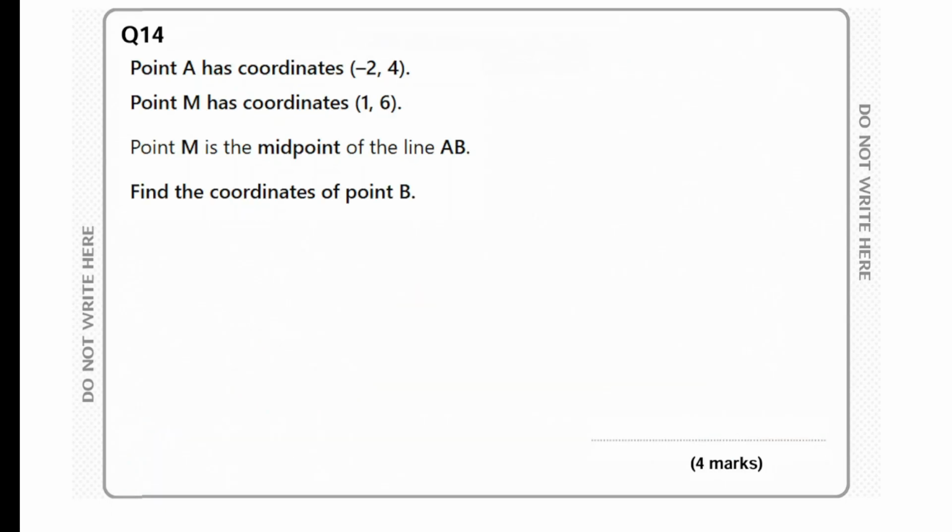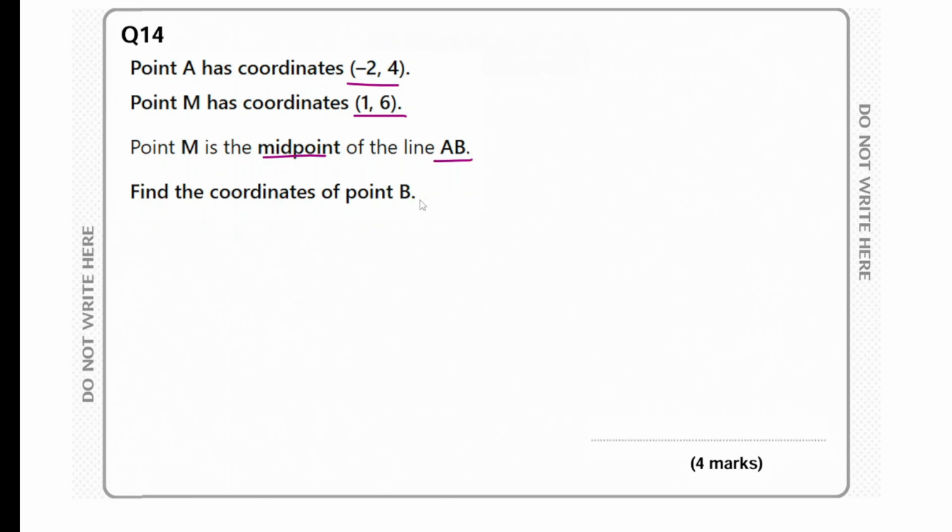Question number 14. Pause the video and give it a try. Point A has coordinates -2, 4. Point M has coordinates 1, 6. M is the midpoint of line AB. Find the coordinates of point B.